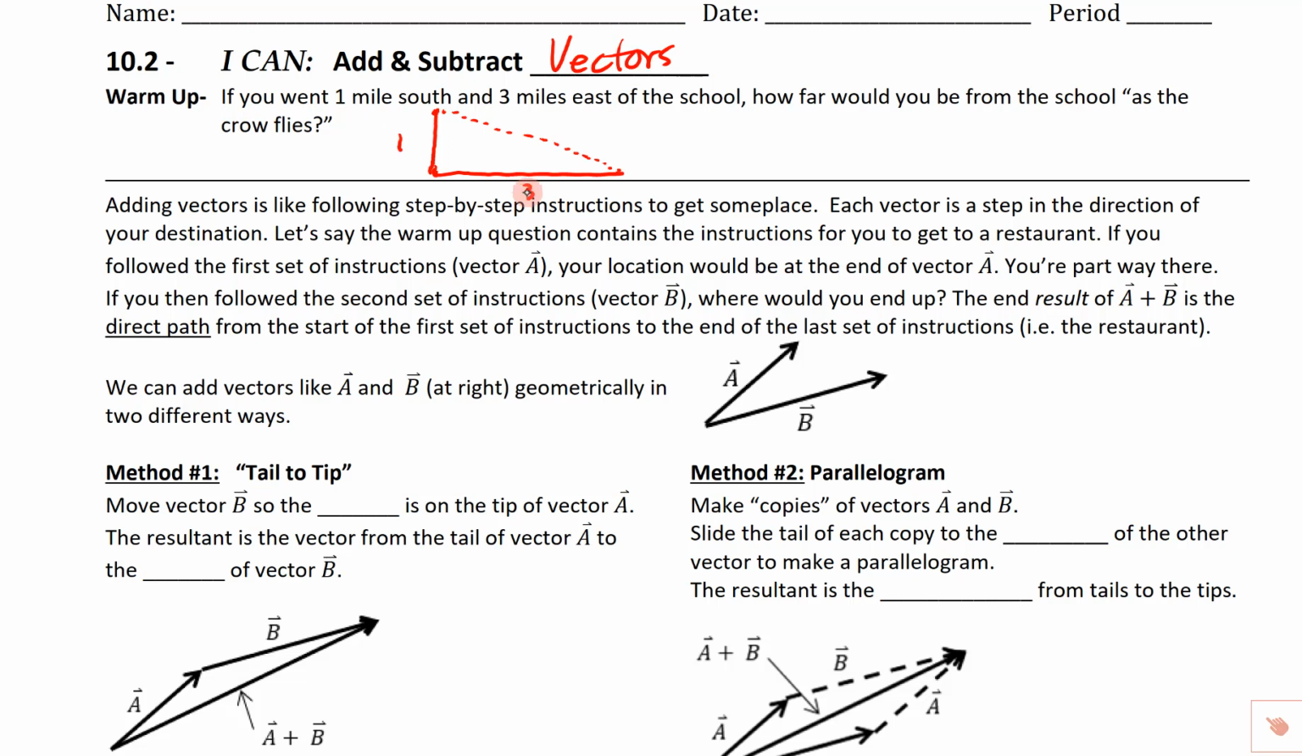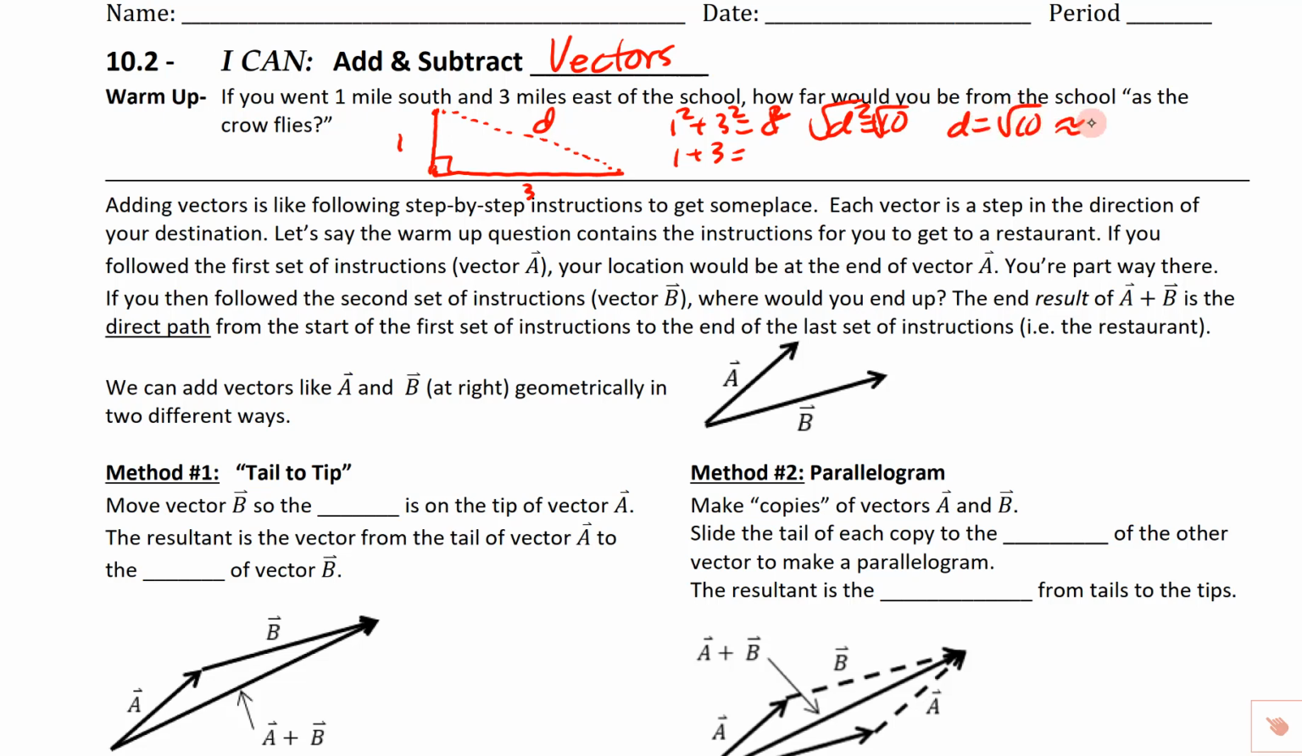And if we just said how far is this, we recognize that south and east, they meet at 90-degree angles. So what we want to know is this distance right here. So we can use the Pythagorean theorem. So let's do leg squared plus leg squared equals hypotenuse squared. Okay, I'm using a D for that. So this is going to be 1 squared plus 3 squared, so that's going to be 10. So I'm going to get D squared equals 10. We're going to take the square root of both sides. So D equals the square root of 10.